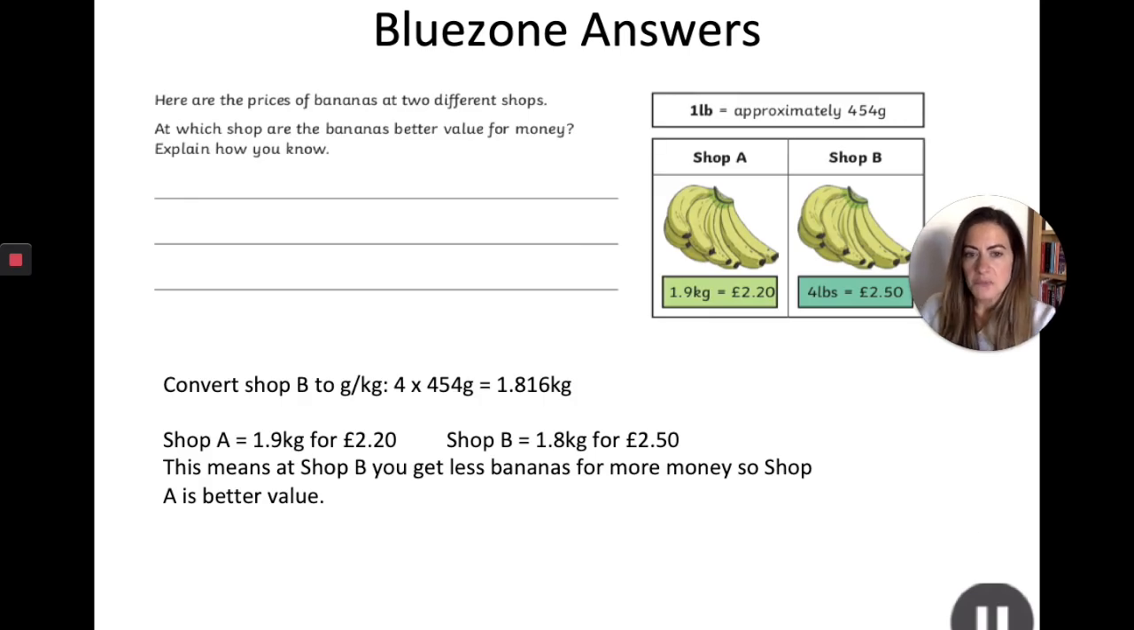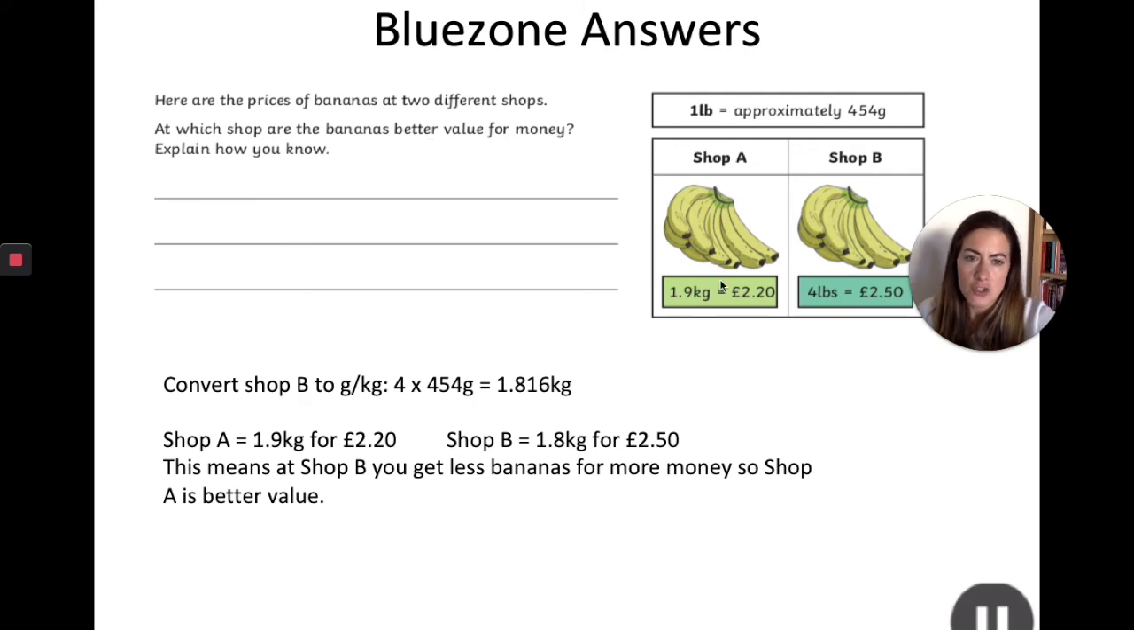Now, a couple of the problems I thought I'd go through the answers with you. So the first question was about bananas from the shop and which shop is better value. So shop A is selling 1.9 kilograms of bananas for £2.20. Shop B is selling 4 pounds of bananas for £2.50. And it's asking us which shop is better value for money.